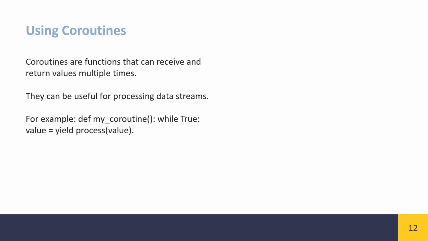Using coroutines. Coroutines are functions that can receive and return values multiple times. They can be useful for processing data streams. For example, define my coroutine: while True, value is equal to yield process of value.